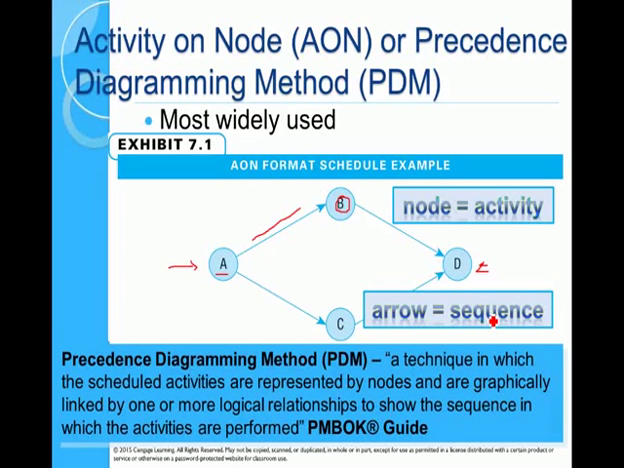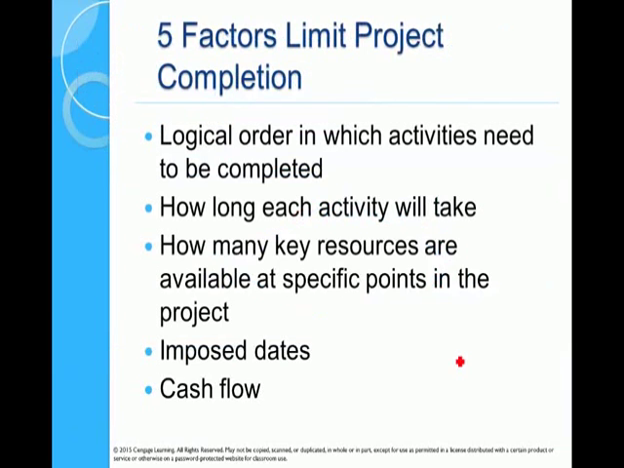So the diagram method is a technique in which the schedule activities are represented by nodes, that's A, B, C, D, and are linked by paths or relationships to show the sequence in which the activities can be performed. And when we're doing our software, that's exactly what's being built behind the scenes, a project network diagram.